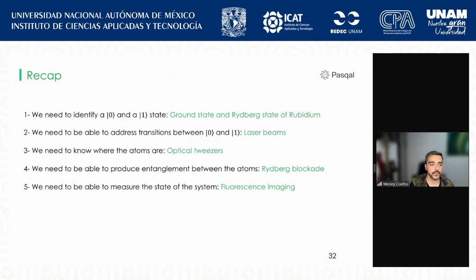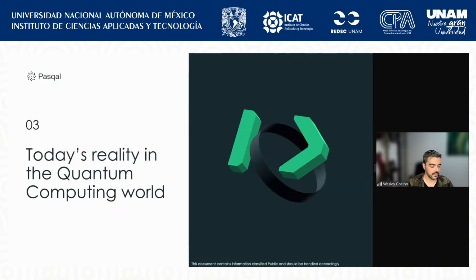So just a quick recap. How we identify the 0 and 1 states of our technology is by using the ground state and the Rydberg state of the rubidium atom. The addressability from 0 to 1 is with laser beams. We have optical tweezers to trap the atoms and move them around to create the topology that you want. And then the entanglement is done using the Rydberg blockade. And to measure the system, we use fluorescence imaging, literally taking photos of the system, right? So I hope I convinced you that quantum computing is not magic.